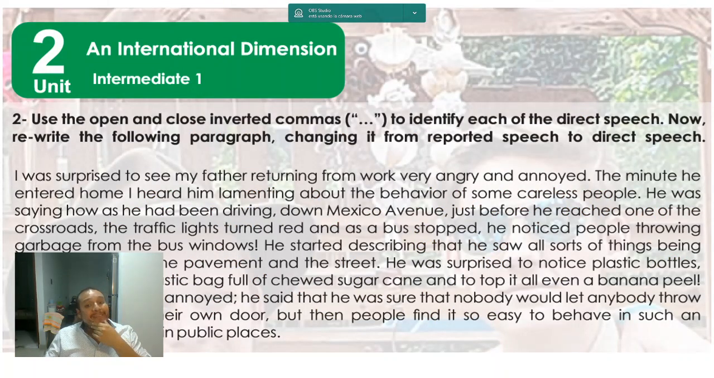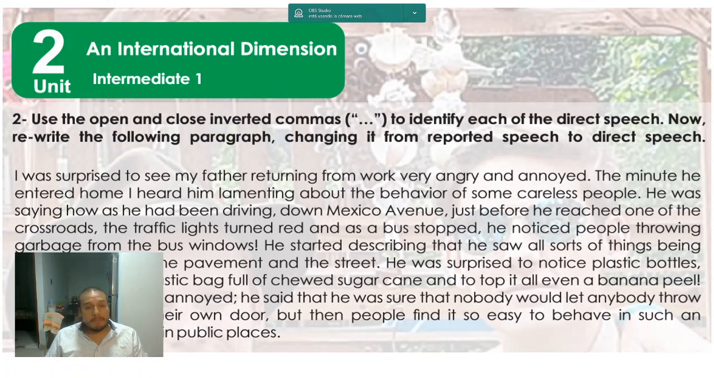Students, in the next activity, we have a text that is given in reported speech, and we have to rewrite the text in the other possibility, right? We're going to change it to direct speech. So I am going to read the text and then you have to stop the video and do it by yourself.